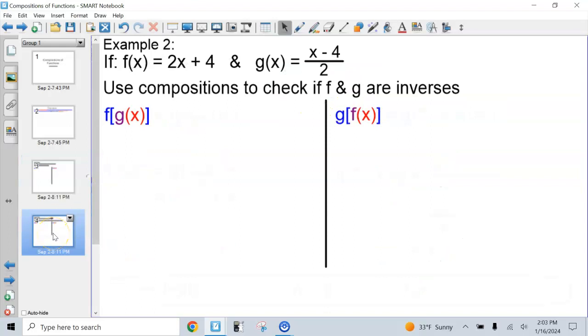Alright, here's the next one. There's equation f, there's equation g. Use compositions to check if they're inverses. So here's f of g of x. We're going to do g of x first. Well, if I go to equation g and plug in x for x, there's no change. It stays exactly the same. So we can skip that first part.